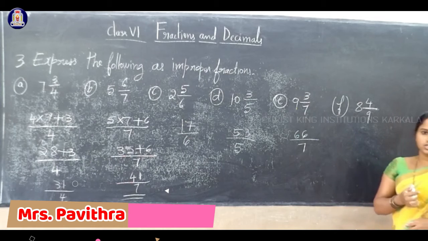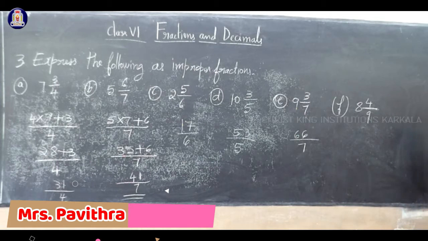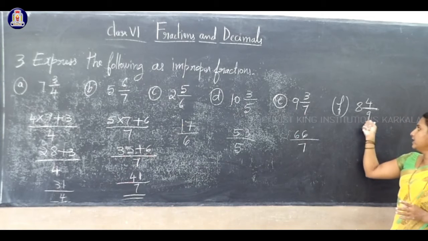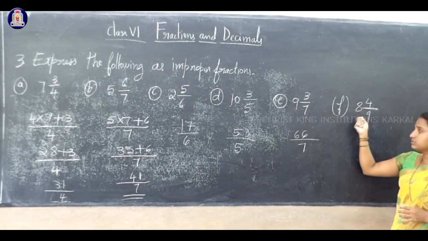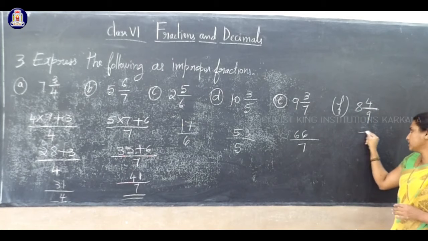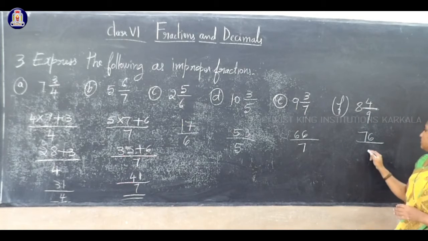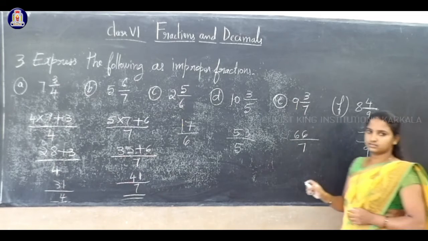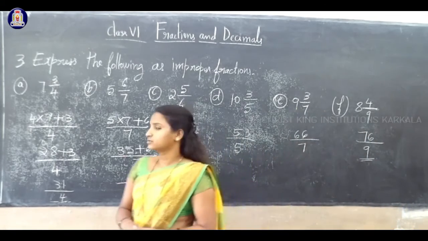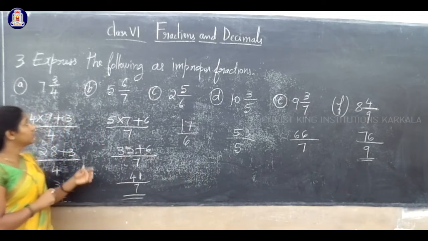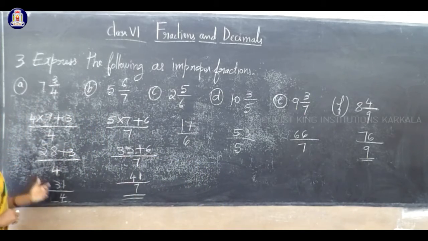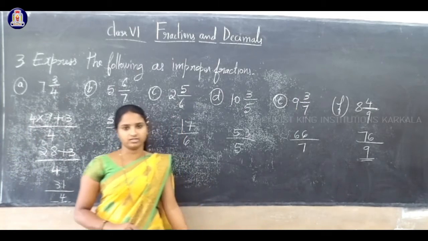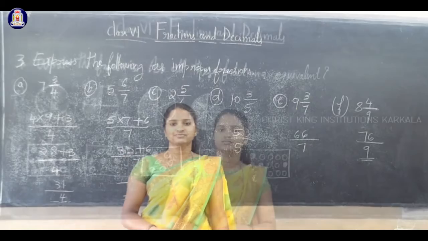So the last question, that is 8 4 by 9. So multiply 8 9s are, 9 8s are 72, plus 4, that is 76 by 9. Clear? So this is the answer. Understood now how we can write a mixed fraction as an improper fraction. An improper fraction we can write in terms of a mixed fraction. Clear? Yes. Thank you.